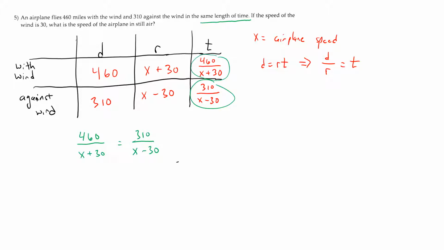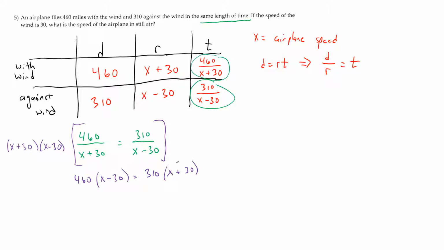And to solve this equation, we could cross multiply, or we can multiply by the common denominator. It doesn't matter. The common denominator would be x plus 30 times x minus 30. And when I multiply that by the left side, the x plus 30's cancel out, leaving us with 460 times x minus 30. And when I multiply the common denominator by the right side, the x minus 30's cancel out, leaving us with 310 times x plus 30.